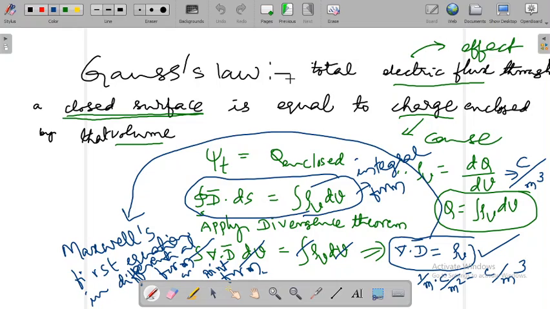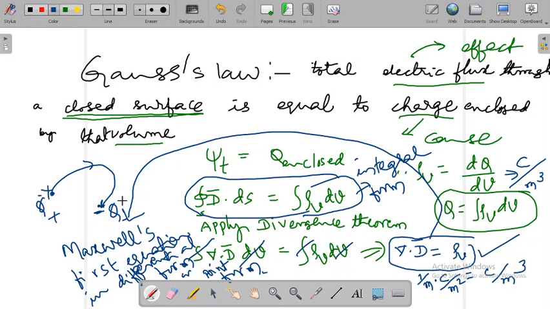This Gauss law relates cause and effect. What is the cause? Charge. What is the effect? Electric flux. Of course, flux lines start from positive to negative. Suppose I have a positive charge like this, so the field lines start here, and if I have a negative charge like this, the positive charge's lines terminate at the negative charge. These field lines we can call electric flux. The source for these field lines or flux is nothing but charge, either positive or negative.